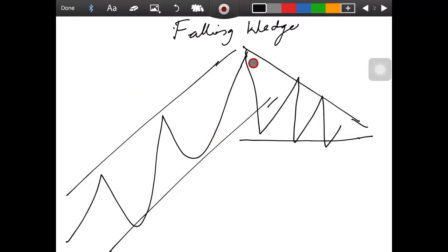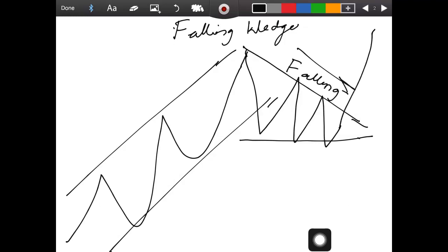Okay, so once you see a falling wedge, this triangle pattern here is the falling wedge, because it's falling. But what are we expecting? We are expecting a breakout to the upside. So the moment price breaks the trend line here and breaks the previous resistance, you can buy at that point. Put your stop loss below the support, which is this line here.